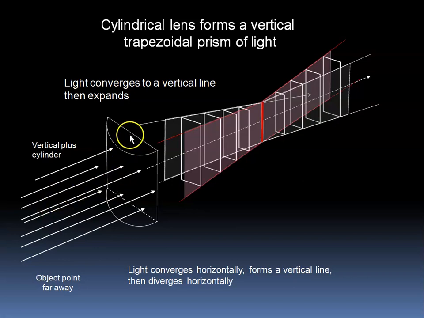Similarly, a vertical cylinder will form a vertical line and vertical trapezoidal prisms of light at different distances away. Here, these trapezoids are being compressed till they reach a line in that there is no width horizontally, and then they start expanding horizontally once again.